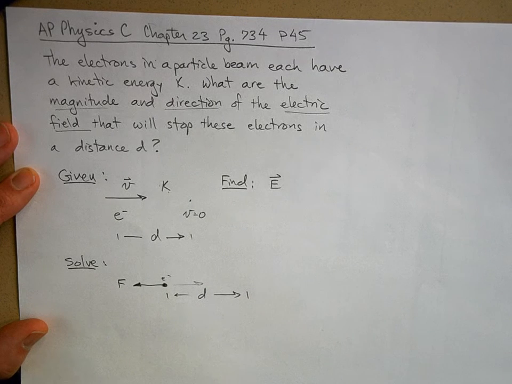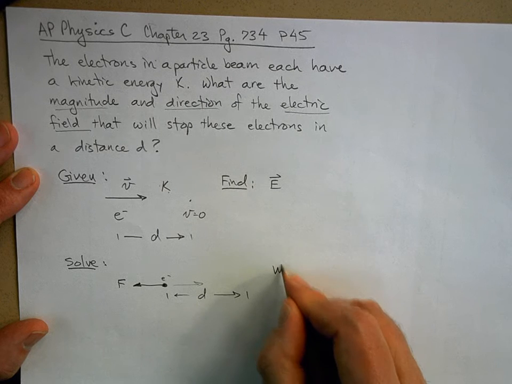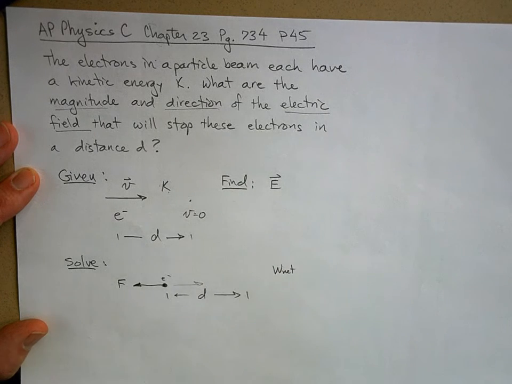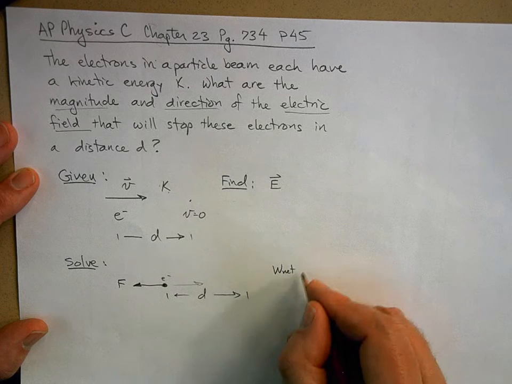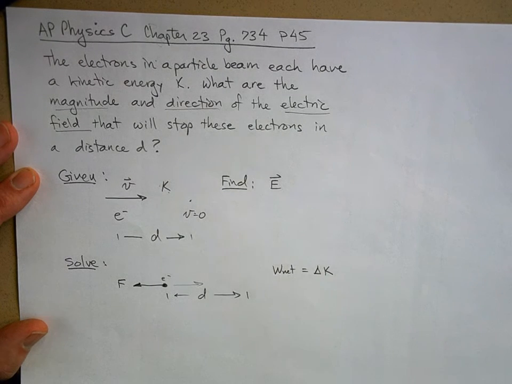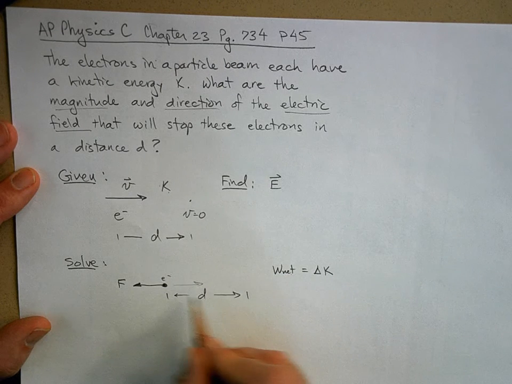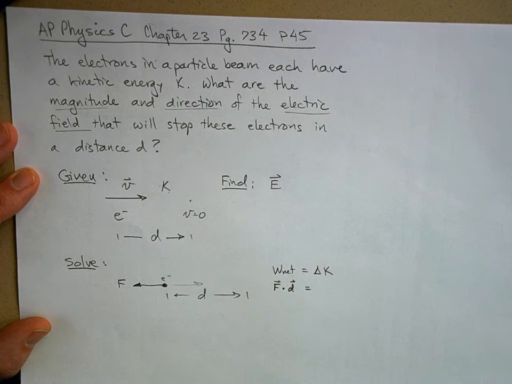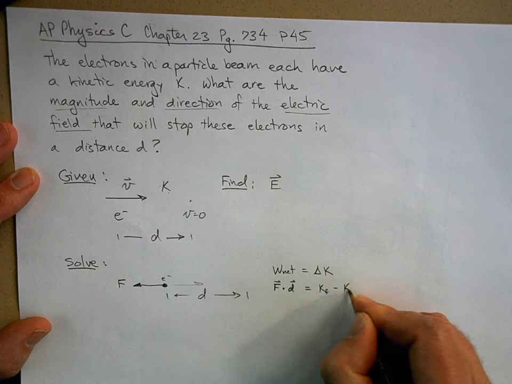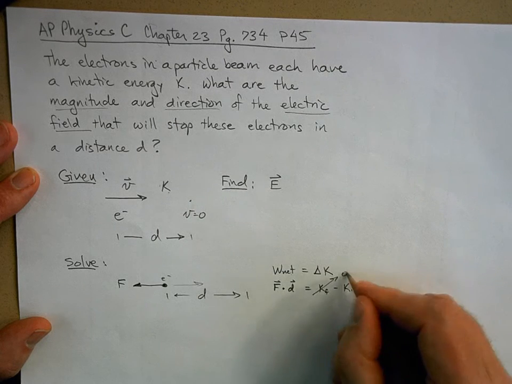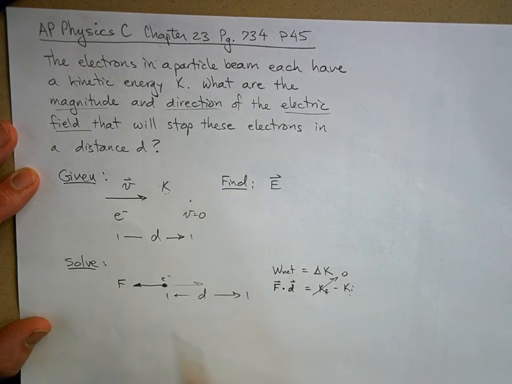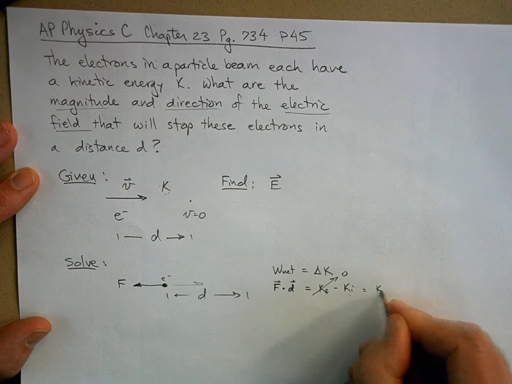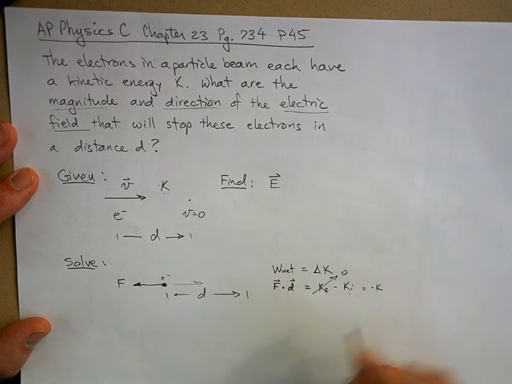And we have the work-energy theorem, which says that the work done by the net force acting on an object, and we'll assume this is the only force acting here, causes a change in kinetic energy. So the work done by the net force is F dot d, and that's equal to K final minus K initial. K final is 0, and K initial is just K. So we have negative K.